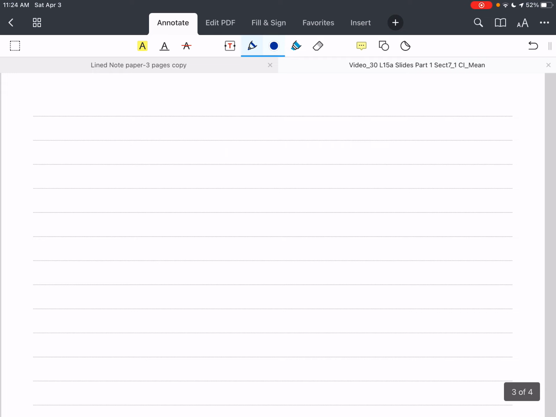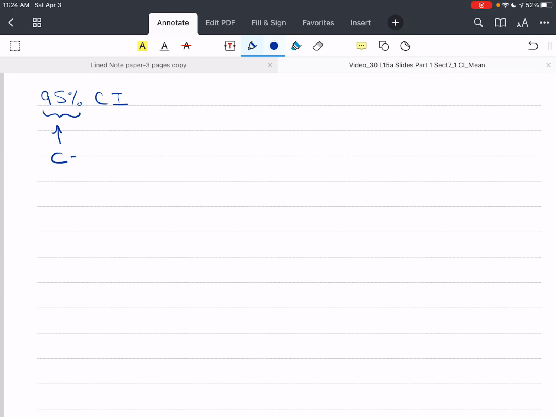I want to talk about some basics here so that this is a lot clearer than maybe the book presents, so that you have a little more information here. Okay, so let's say that we want a 95% confidence interval. What is this going to look like? Well, the first thing that we need to know is we're going to call it C. It's the confidence level.